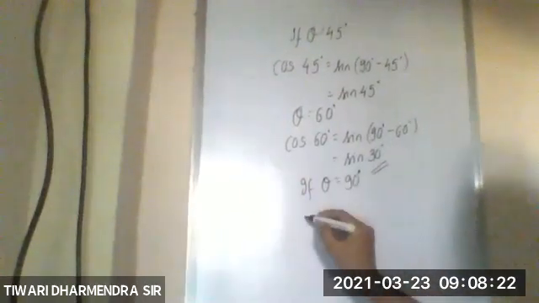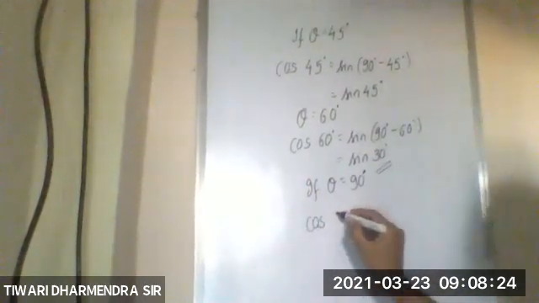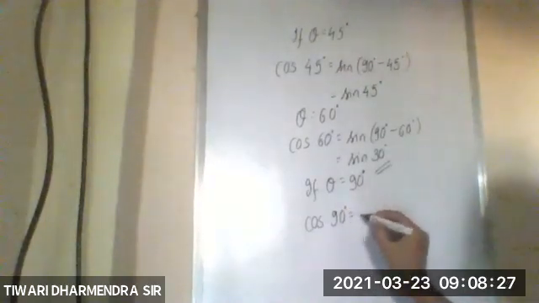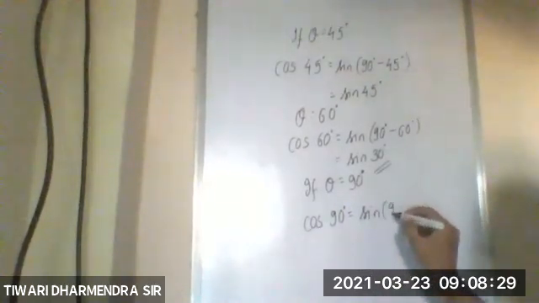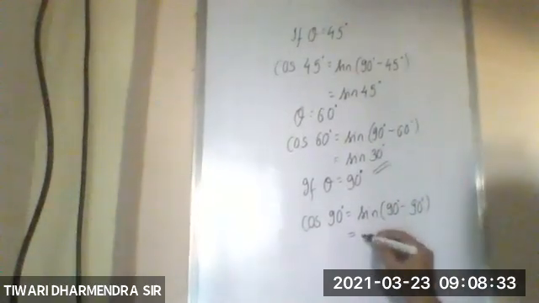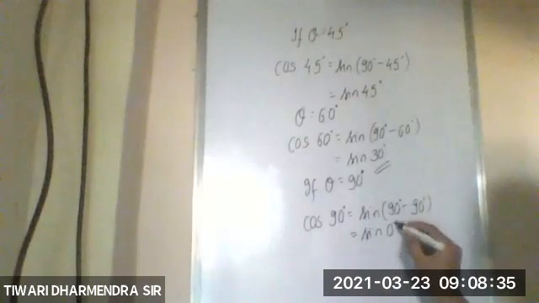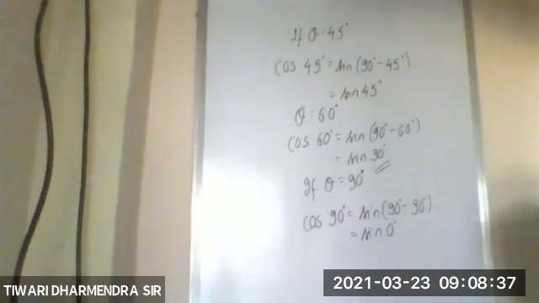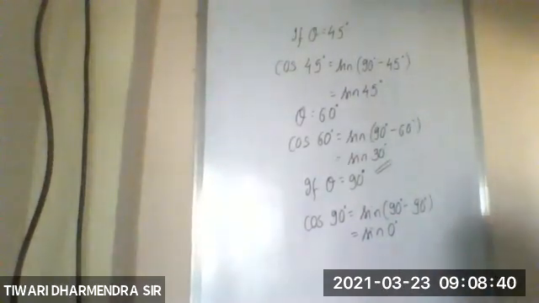If theta is 90 degree, then cos of 90 degree is equal to sine of 90 degree minus 90 degree. 90 minus 90 is 0. Sine of 0 degree. So we are getting sine 0, we are getting cos 90, we are getting cos 60, cos 45, 30, and how to get the values.